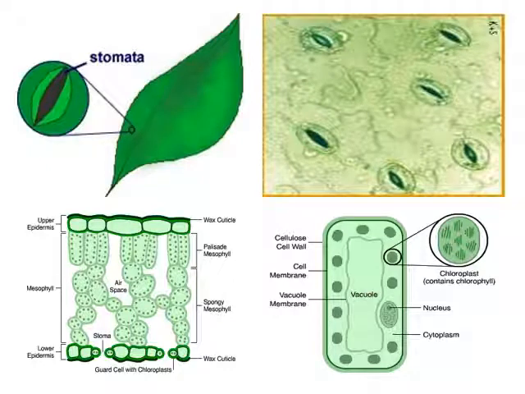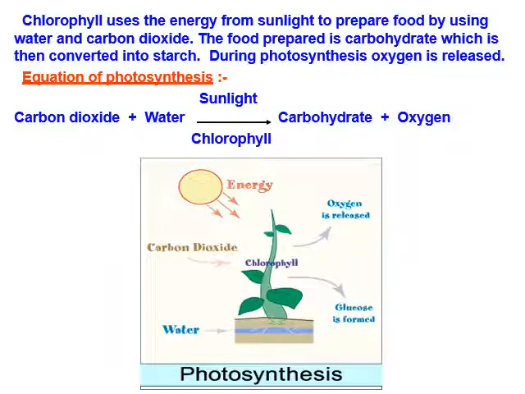Stomata are the small pores present in the epidermis of the leaves, and they allow the exit and entry of carbon dioxide and oxygen. Chlorophyll uses the energy from the sunlight to prepare food by using carbon dioxide and water. The food prepared is carbohydrate which is converted into starch.